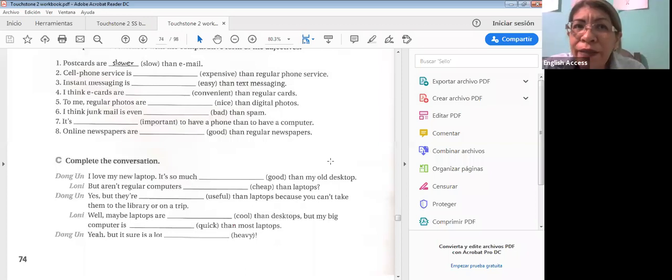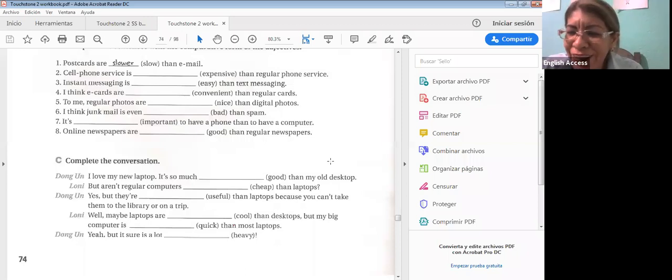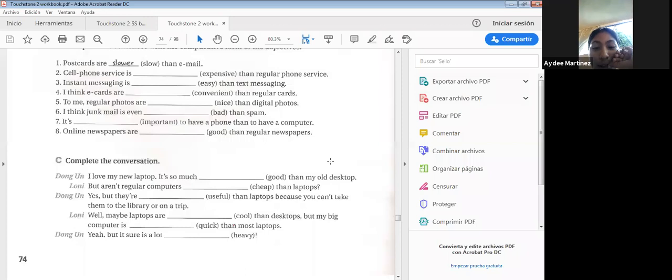And what is the comparative? Also more useful than laptops because you can take them to the library or on a trip.